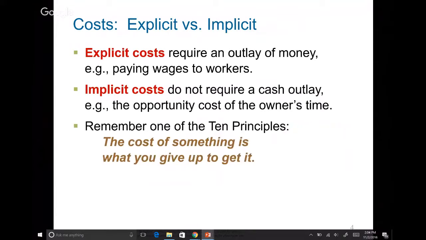Now, there are 2 types of costs: explicit cost and implicit cost. Explicit cost is a cost that requires money. When you pay for rent, or when you pay for your school, that's an explicit cost. Implicit cost is a cost that doesn't require money, such as the opportunity cost or your time, which doesn't involve any money. That's an implicit cost.